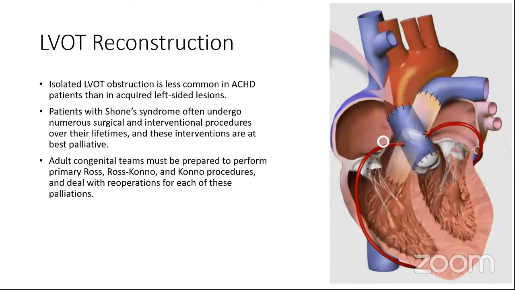Isolated left ventricular outflow tract obstruction is less common in adult congenital heart disease patients than in the acquired left-sided lesions. Patients with Shone's syndrome often undergo numerous surgical and interventional procedures over their lifetime, and these interventions are at best palliative. Adult congenital teams must be prepared to perform primary Ross procedures or Ross-Konno procedures, and they have to be able to deal with the re-operations for each of these palliations.